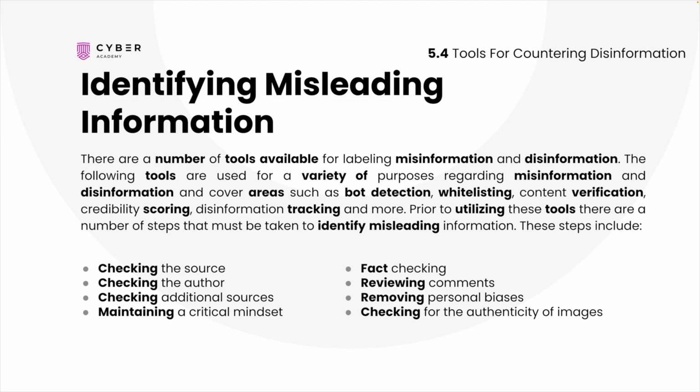The following tools are used for a variety of purposes regarding misinformation and disinformation and cover areas such as bot detection, whitelisting, content verification, credibility scoring, disinformation tracking, and more. Prior to utilizing these tools, there are a number of steps that must be taken to identify misleading information. These steps include checking the source, checking the author, checking additional sources, maintaining a critical mindset, fact-checking, reviewing comments, removing personal biases, and checking for the authenticity of images.